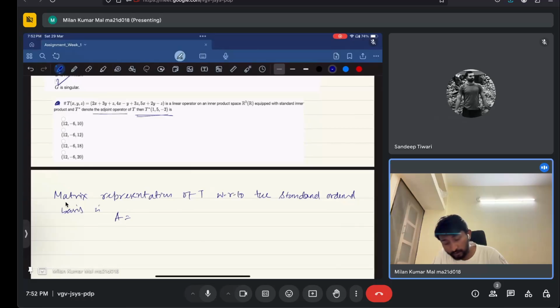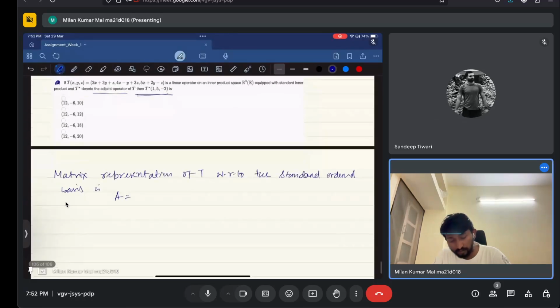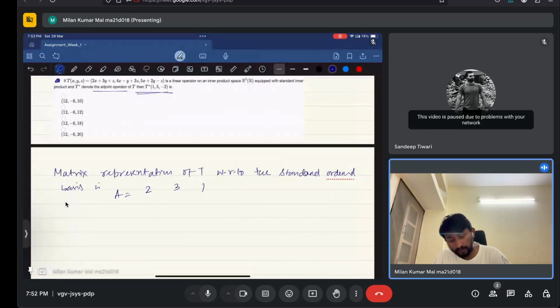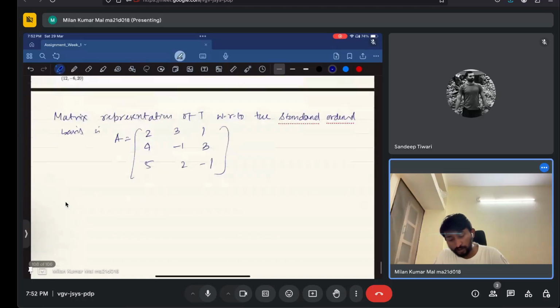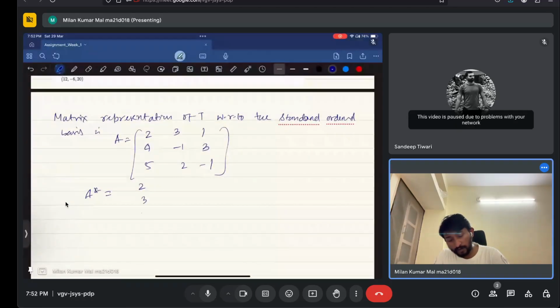is A equals 2, 3, 1, 4, minus 1, 3, 5, 2, minus 1. Because if you take 1, 0, 0, you will get 2, 4, 5. That way. So therefore, A star is equal to 2, 3, 1, 4, minus 1, 3, 5, 2, minus 1. This is nothing but the matrix representation.